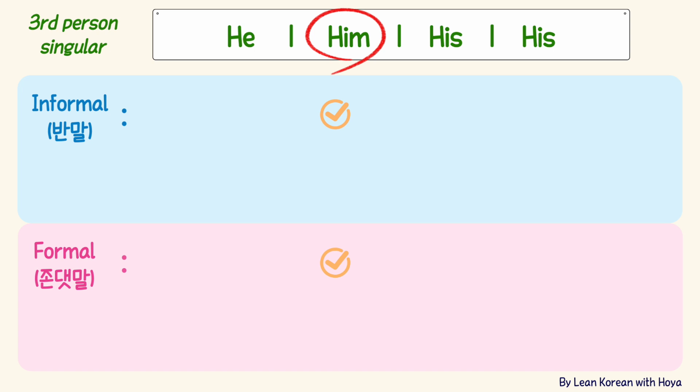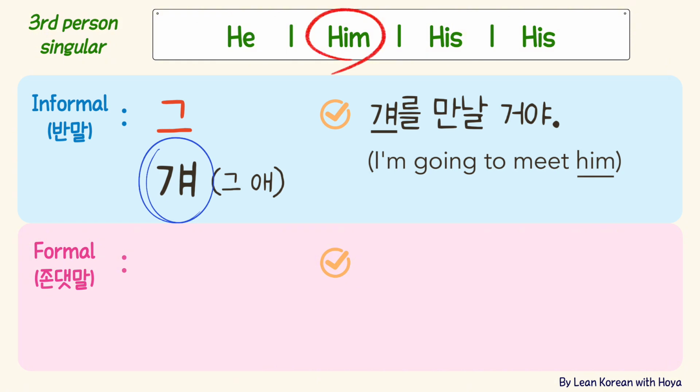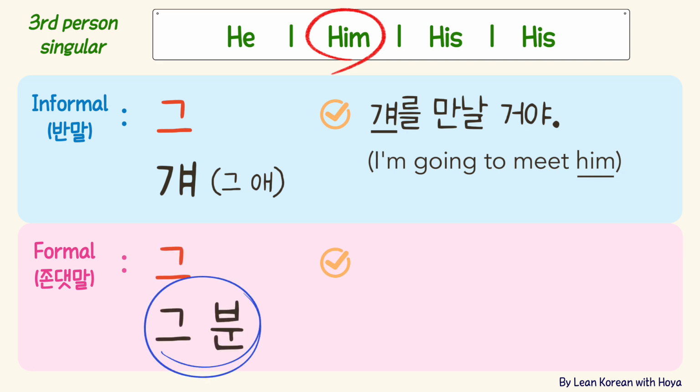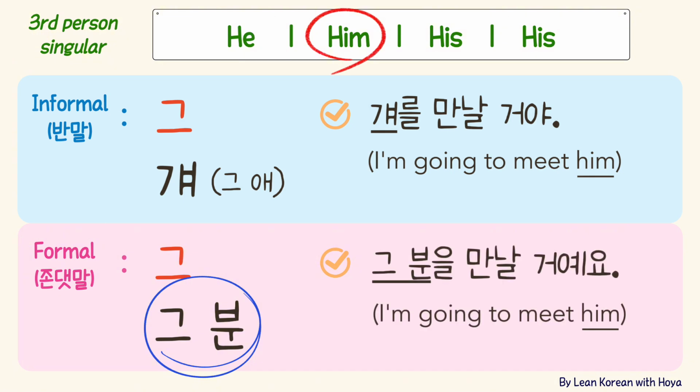The next one is him. And just like he, you can replace 그 with 걔. I'm going to meet him. 걔를 만날 거야. For formal speech, you can replace 그 with 그분. 그분을 만날 거예요.